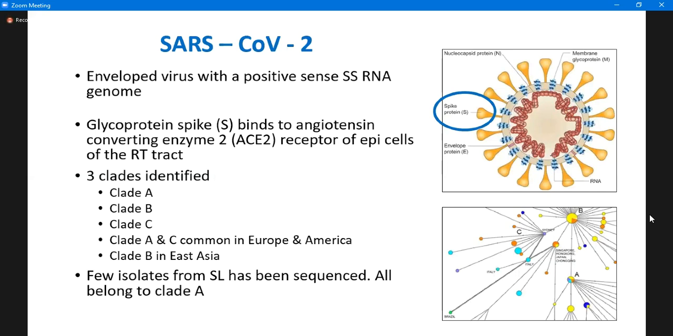Currently, 3 clades of the SARS coronavirus 2 have been identified. Clade A and Clade C are found in Europe and America. Clade B is mainly found in East Asia. The few isolates which have been sequenced from Sri Lanka all belong to clade A. This points to the origin of the virus. It is likely that it is from Europe or America rather than from East Asia.